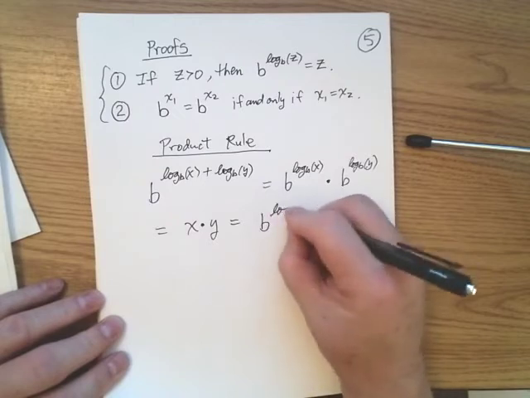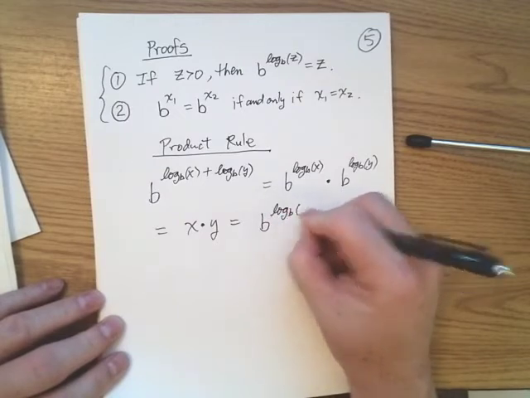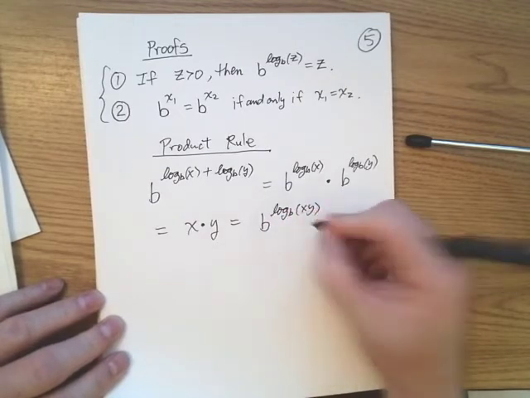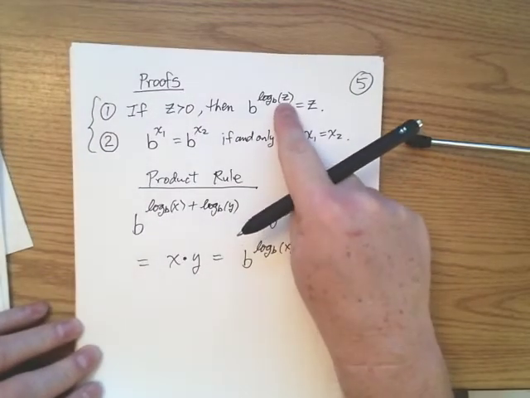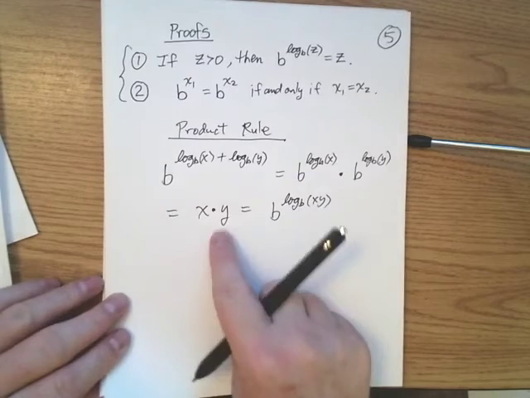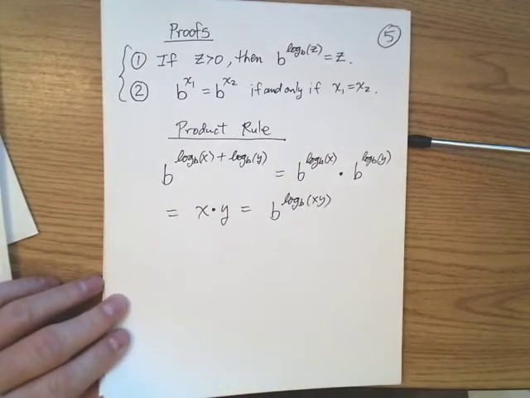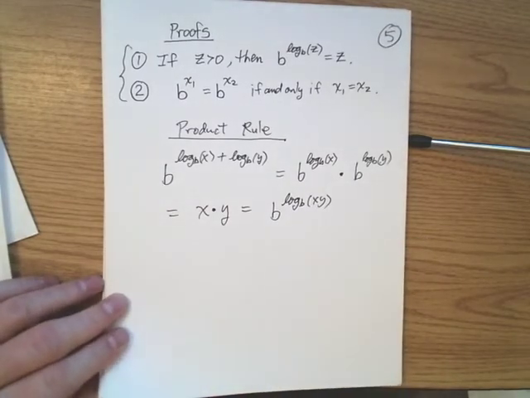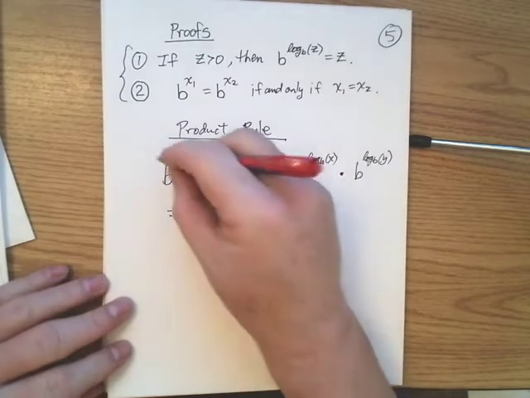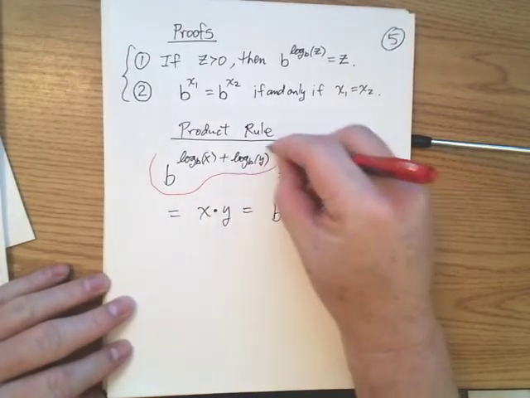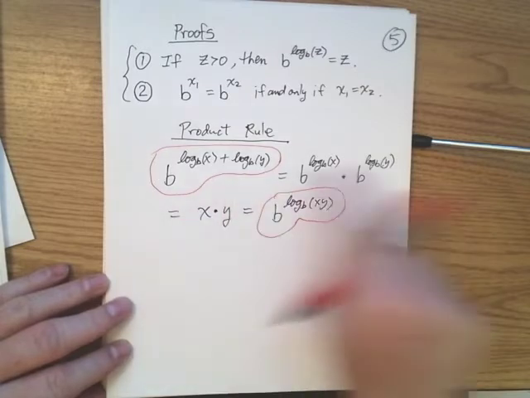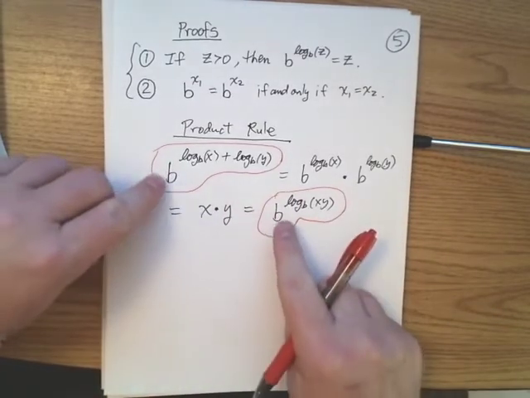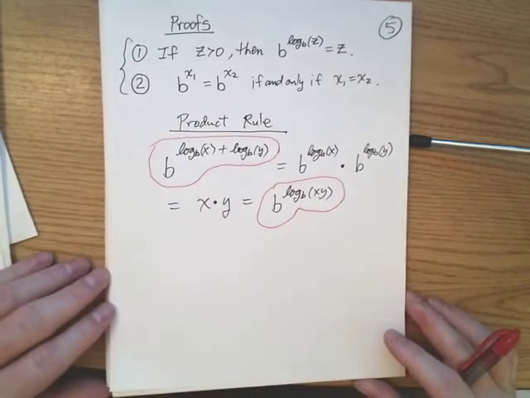But hey, you know what's true? b to the logarithm base b of xy is equal to xy. This is true also, isn't it? That's like coming up here and replacing z by xy. Isn't that true? So, these weird manipulations here, what did this prove? Well, hang on a second. Look at the first and look at the last. There's equal signs all the way through. So ultimately, these two things I have circled are equal.